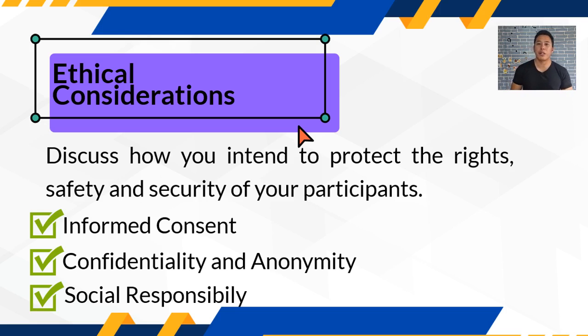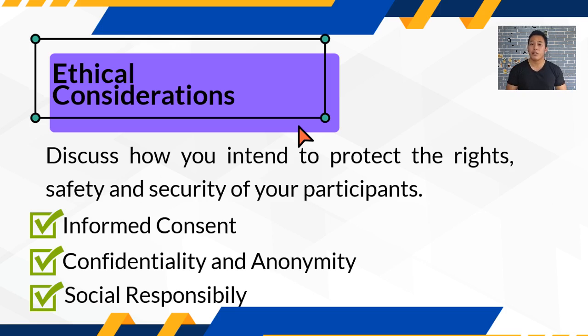Here we have ethical considerations, from the word ethics, which is choosing what is morally good. Here you are going to discuss how you intend to protect the rights, the safety, and security of your participants. You have to inform your readers about how you sought the participation of your participants. Here you can include informed consent. Before conducting the study, you are going to ask the permission or the consent of your participants if they are willing to join, respond, and answer your research.